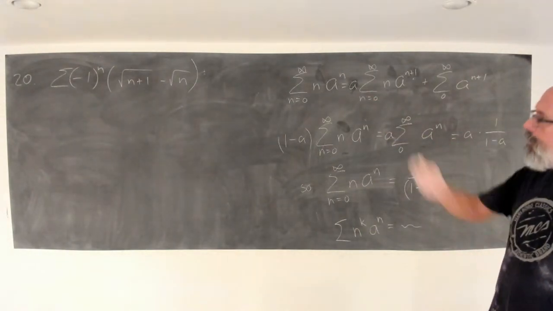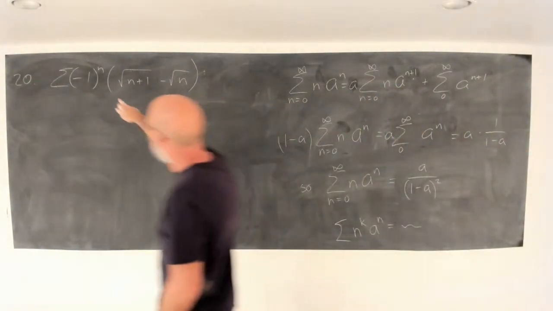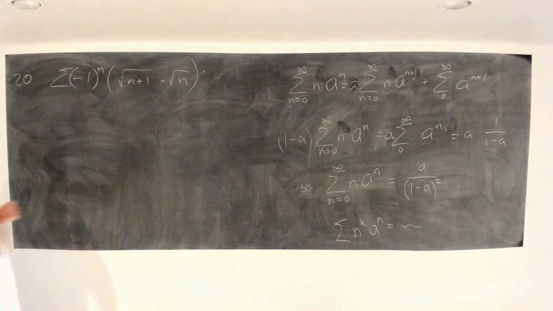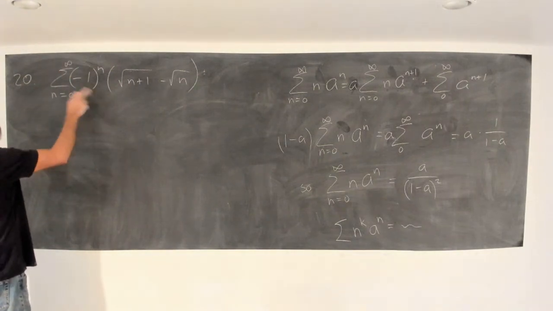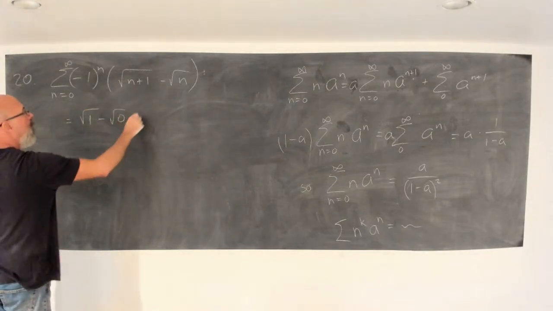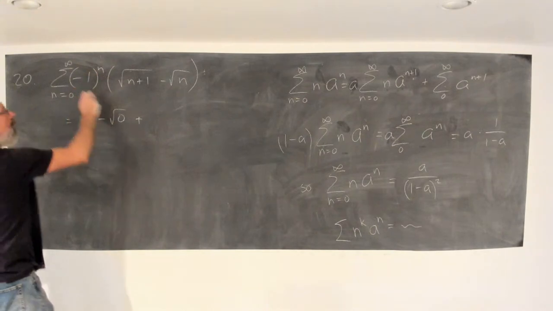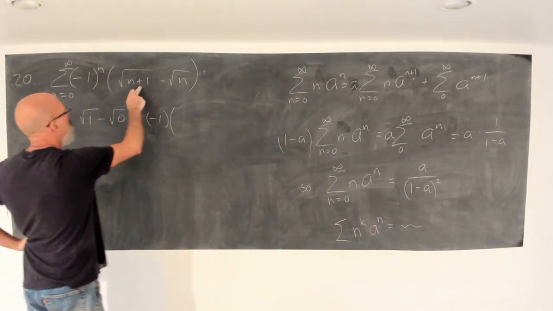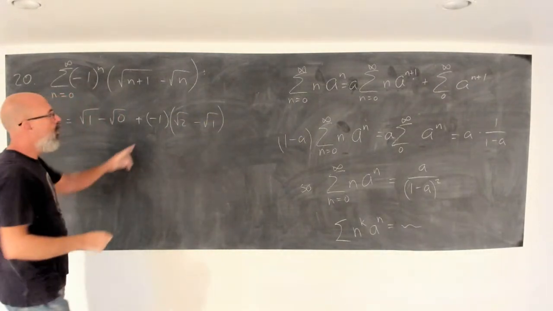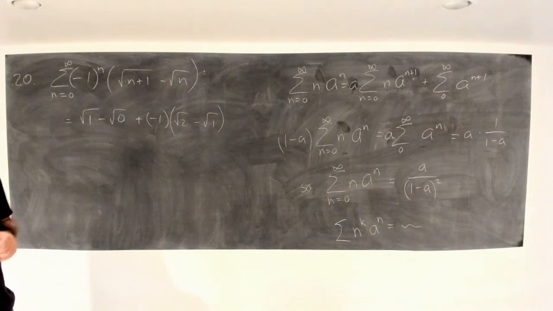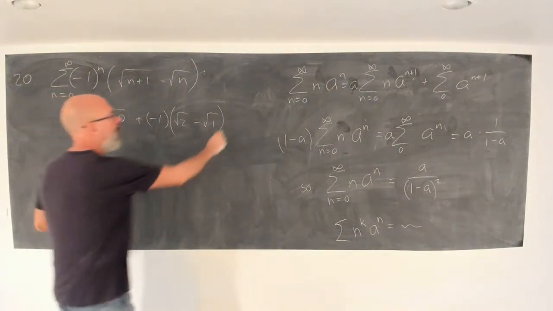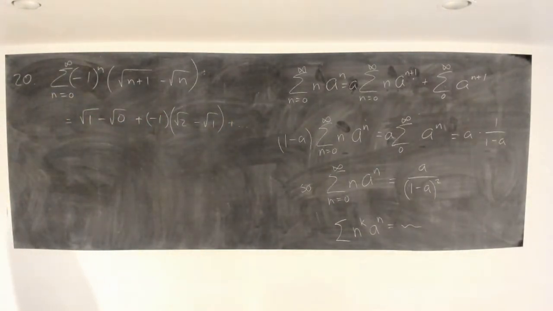Somebody's suggesting telescoping series, and perhaps it is, right? Except for this pesky negative 1 business. So let's write out the first terms. Let's say the series starts at 0. So this is root 1 minus root 0, plus when n is 1, this is minus 1 times root 2 minus root 1. So if this minus wasn't there, then it would have been a telescoping sum. But it doesn't work anymore. So it's not telescoping. We're in trouble. What are we going to do?